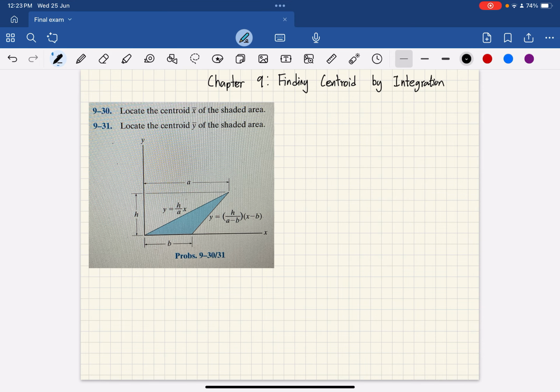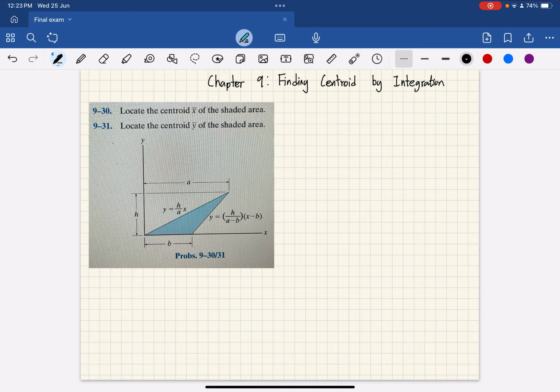So today we'll be doing a tutorial on chapter 9, finding a centroid by integration. I picked this problem from the textbook. In this problem we're asked to find the centroid x bar and the centroid y bar from the shaded area.